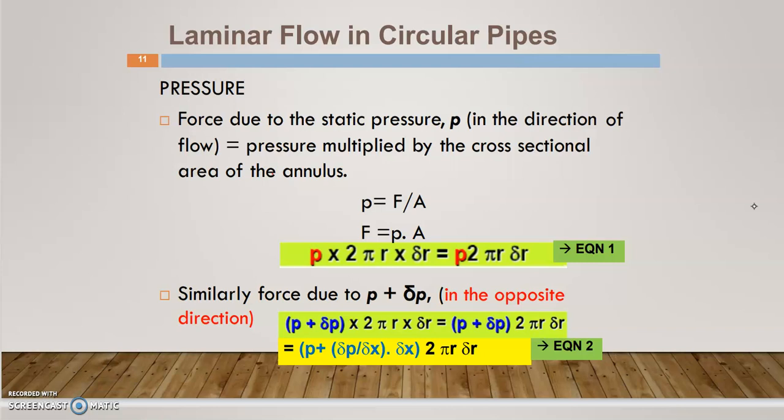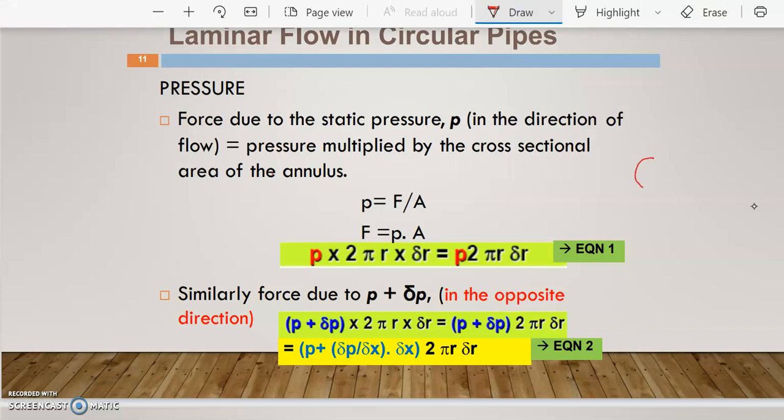So when we convert this equation, as we know the area of the circle is pi r squared, and then we have the 2 pi r here, due to the cylinder, right? So 2 pi r times delta r, so we get the pressure P times 2 times pi r times delta r. Alright, so that is equation 1.